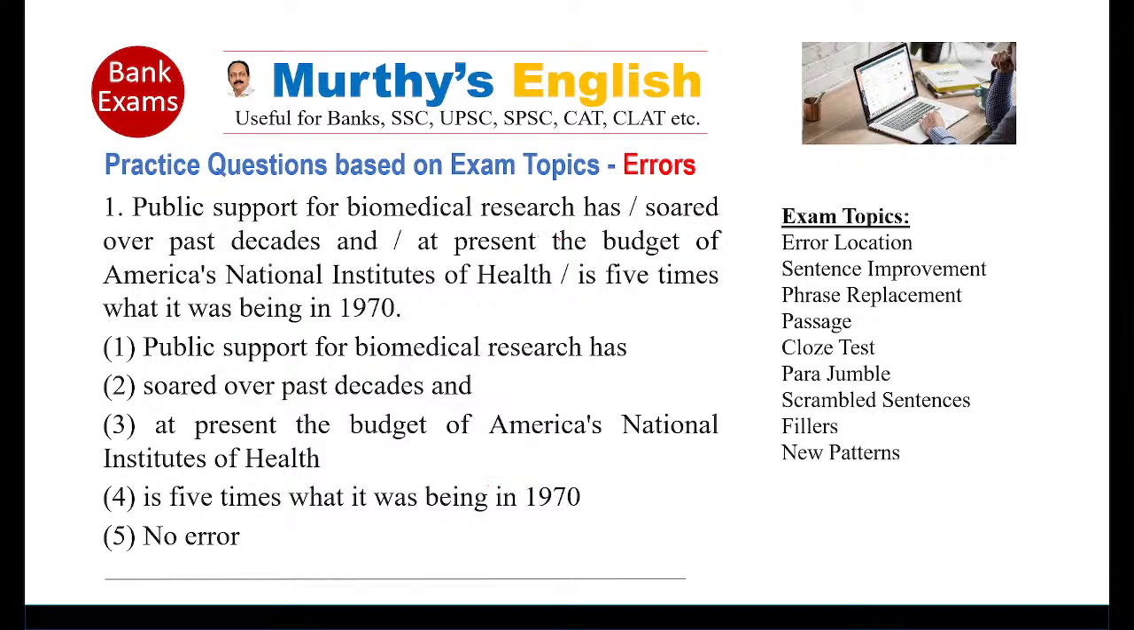Public support for biomedical research has soared over past decades, and at present, the budget of America's National Institutes of Health is 5 times what it was being in 1970. You don't have to use the word being here. What it was in 1970, enough. The word being is a redundant expression, superfluous. What it was in 1970, what it was in 2010. We don't have to use the word being in this context. That has to be removed. That means where is the error? Fourth part.